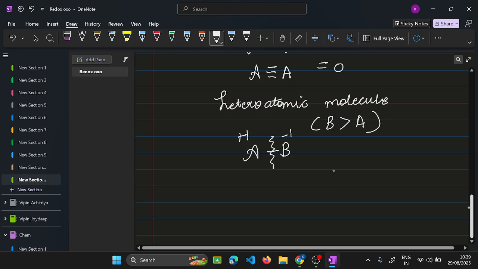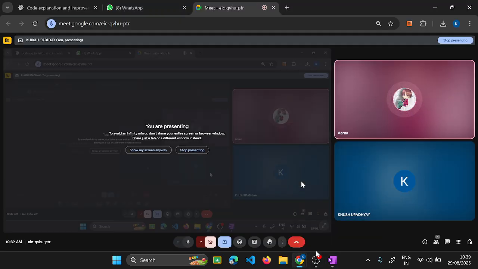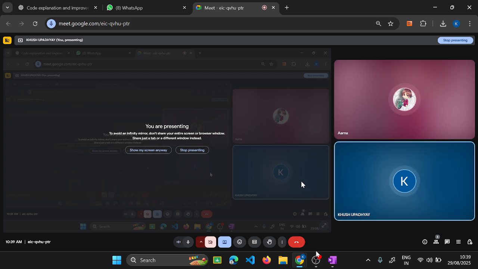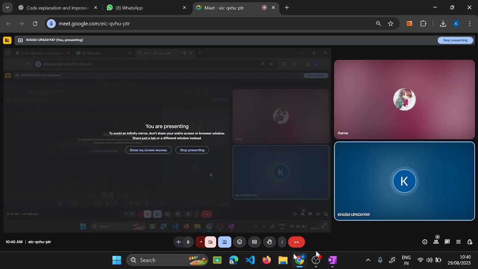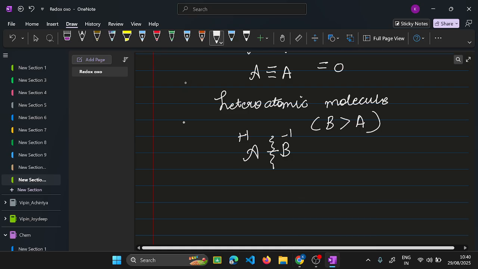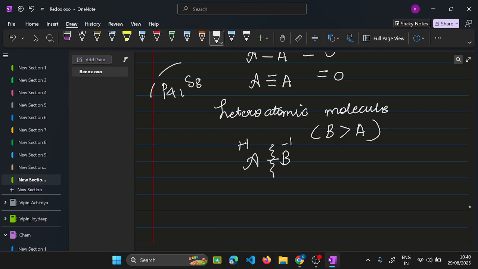Any query? In homoatomic bonds, is it only two atoms, or like for S8? S8 can also be an example of a homoatomic molecule, since in S8 every sulfur has zero oxidation state. Homoatomic means made up of the same atom, like S8, P4. So in that, every species has a charge of zero, right?